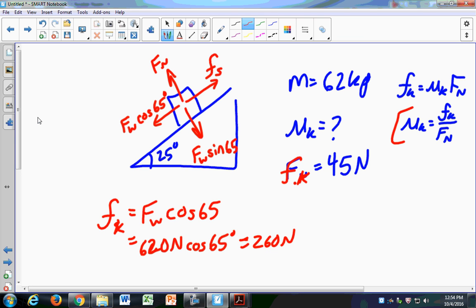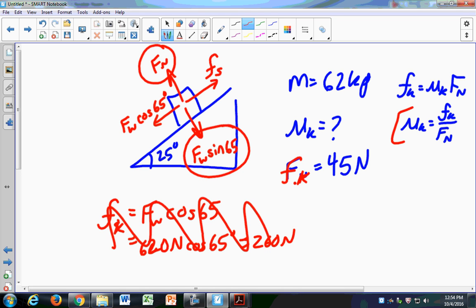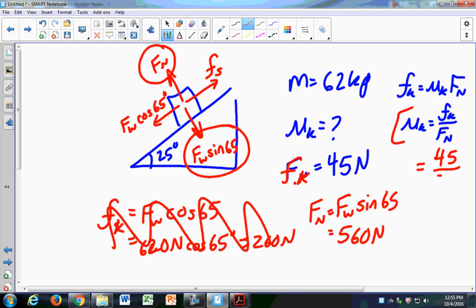So this isn't right here. But what we do need to find now is the normal force. To find the normal force, we say it's equal to Fw sine 65. That's 620 sine 65. Just 560, we'll call it. And now mu k is going to be 45 over 560. I get 0.08, which is the right answer.